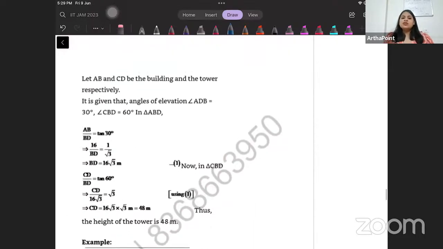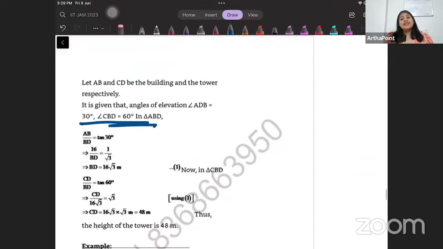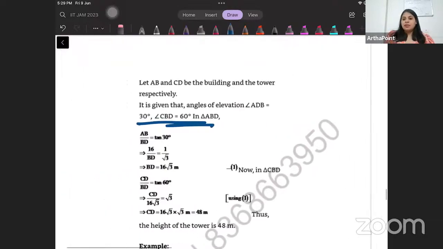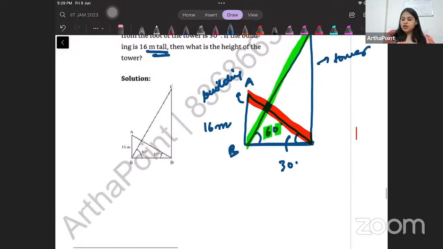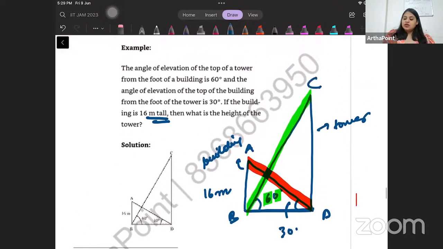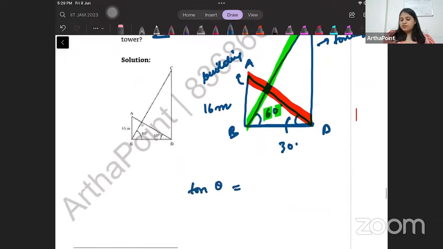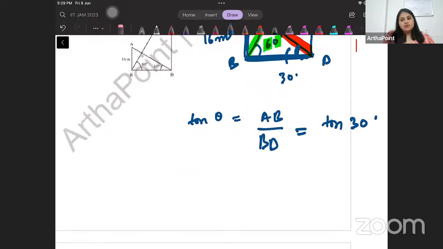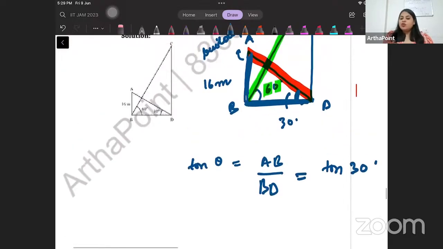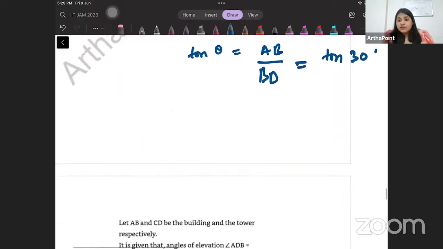Now, we are given these 60 and 30 degrees. So I will go ahead and find tan theta. Tan theta will be AB by BD. If I name this as A, B, and D and C, then beta, tan theta will be AB by BD. And this theta will be 30 degrees. So we know the value of tan 30, and we know the value of AB, 16. Only BD we don't know, so we can find BD.